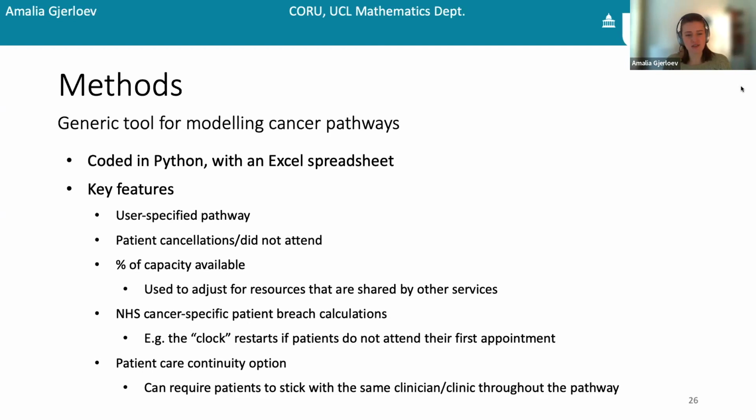There's also some very specific patient breach calculations that the NHS has. So when you're talking about whether or not a patient breached the actual pathway, whether or not they hit or didn't hit that target, it's not as simple as when did they start and how many days after did they finish and get their first treatment. There's a couple of nuances there. Like if the patient doesn't attend their first appointment, then the clock, quote unquote, restarts. So day 0 is from the next day when they have that next appointment. A couple of nuances there are coded into the simulation as well to make sure that the patient breach calculations are correct.